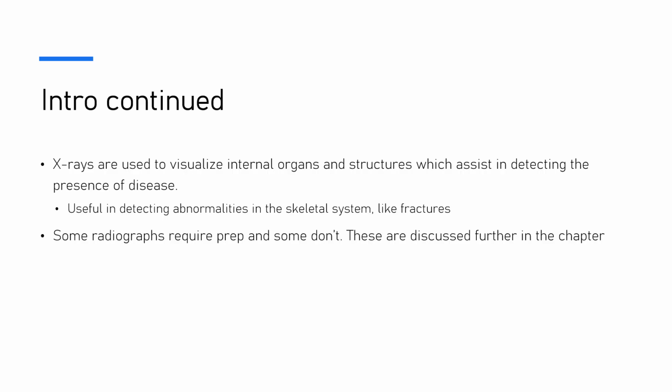X-rays are used to visualize internal organs and structures which assist in detecting the presence of disease, so we can look internally at what the body looks like. Specifically, it's useful in detecting abnormalities within the skeletal system. So we're going to look at things like the bones, and it can help diagnose things like fractures, breaks within the skeletal system. Some radiographs require prep and some don't, and we'll get into which ones of those do and what kind of prep they do take.